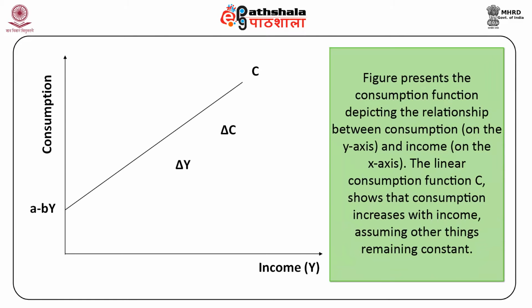This figure presents the consumption function depicting the relationship between consumption, that is on the y-axis, and income, which is on the x-axis. The linear consumption function C shows that consumption increases with income, assuming other things remaining constant. This is also referred to as the absolute income hypothesis, as consumption is directly related to income and nothing else.